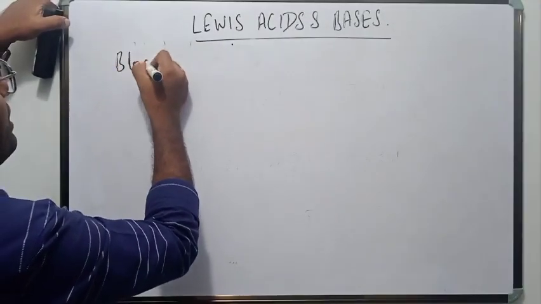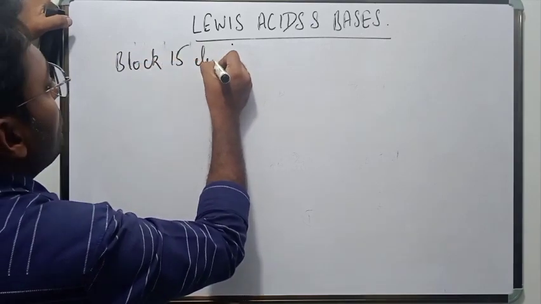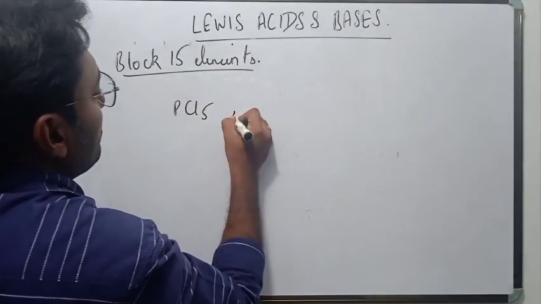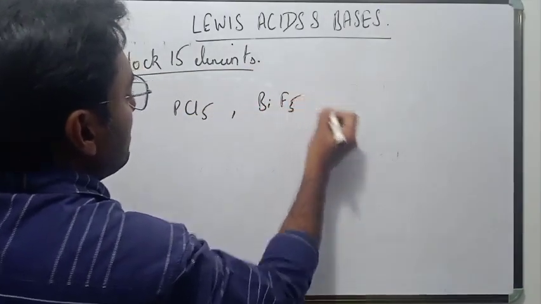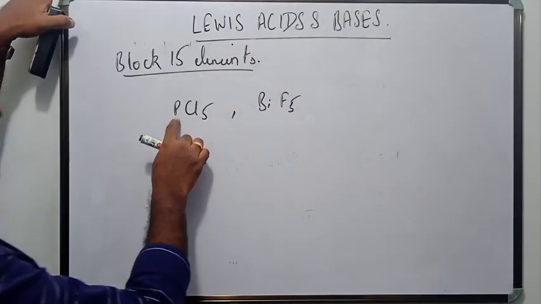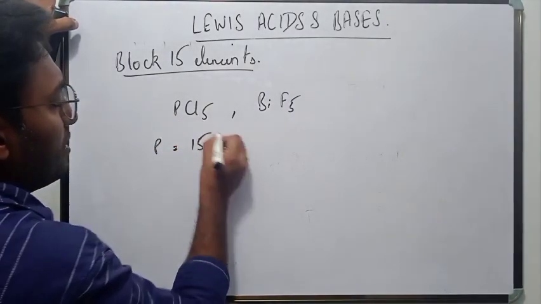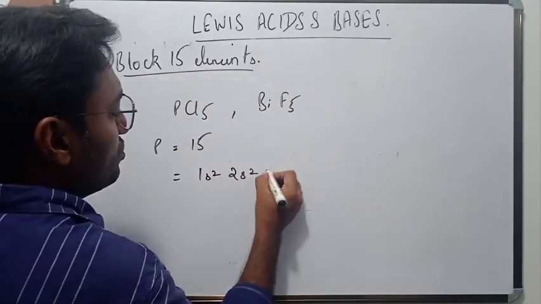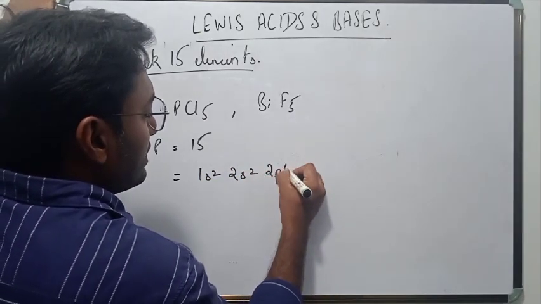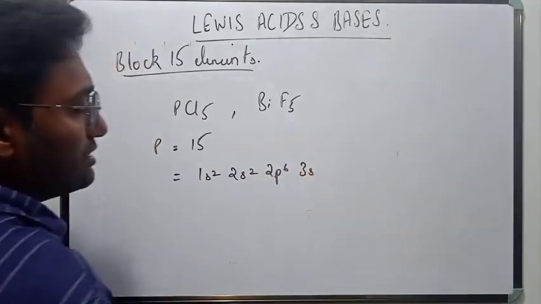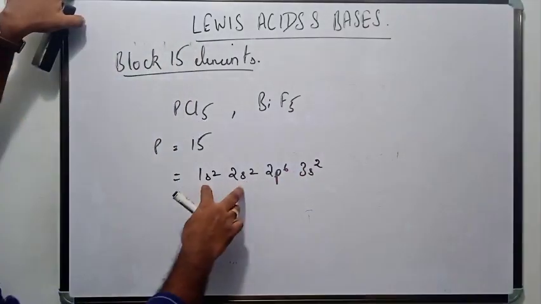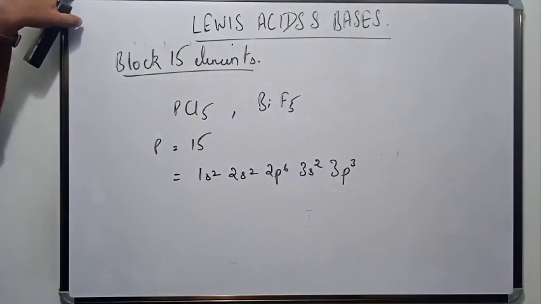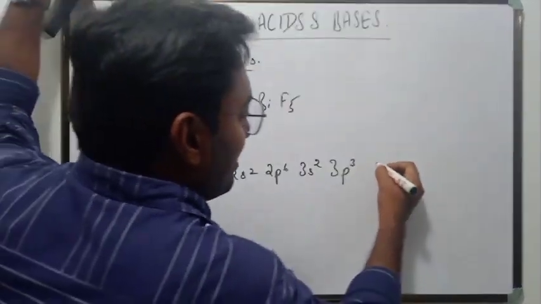Atoms that belong to group 15 elements: PCl5 and bismuth pentafluoride. For PCl5, what is the atomic number of phosphorus? 15. Can we go for its configuration? 1s2, 2s2, 2p6 and 3s2. How many now? 10, 12 and 3p3. What about the d orbital?